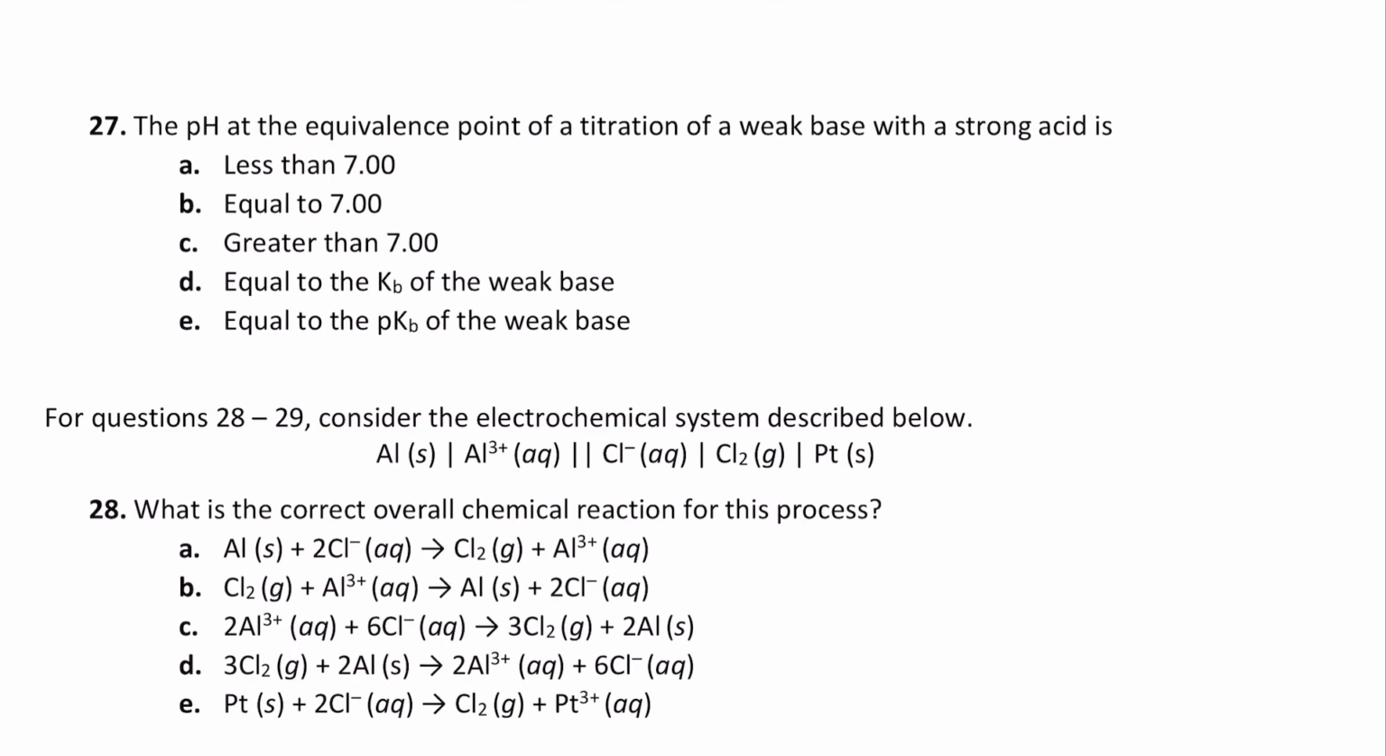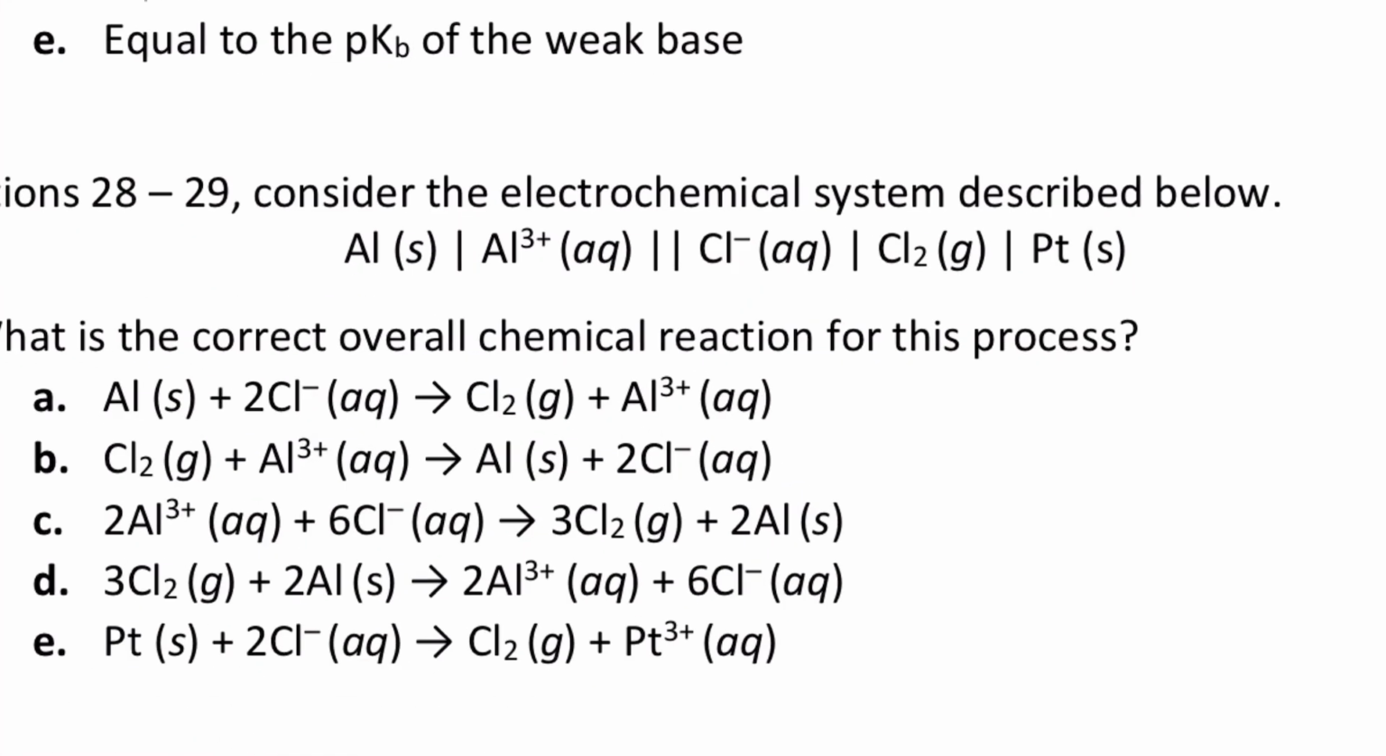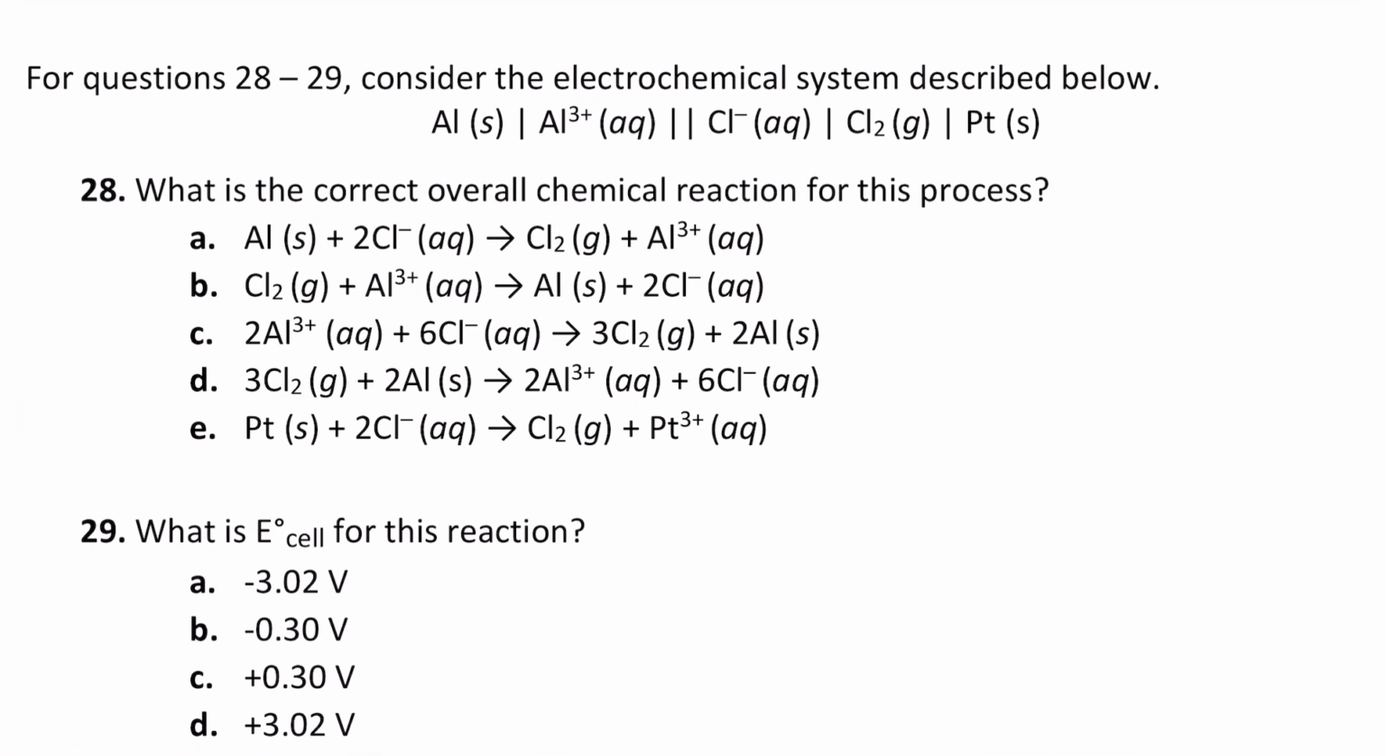Question 27. The pH of the titration of a weak base and a strong acid. This is concept based. You should know that at the neutralization point with a weak base, you have its conjugate acid, meaning that the pH would be less than 7, because any acid makes hydronium. All right, moving on. What is the overall chemical reaction for this process?